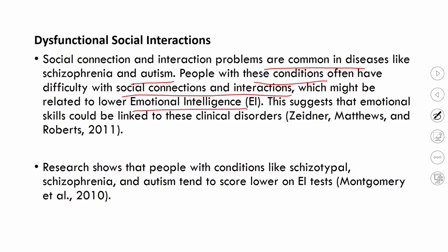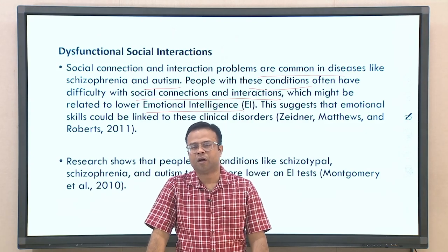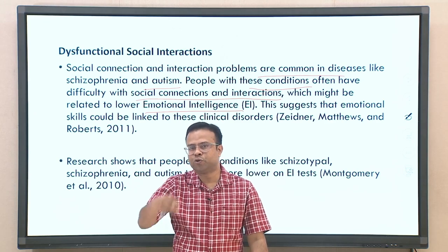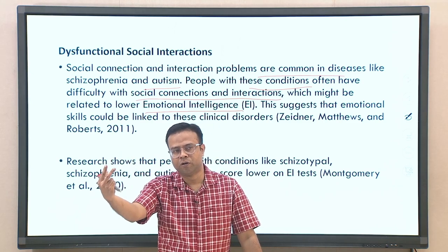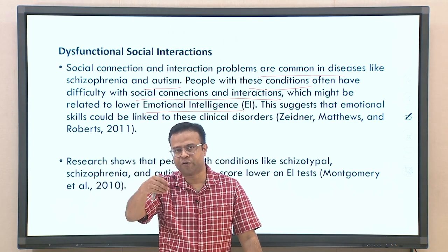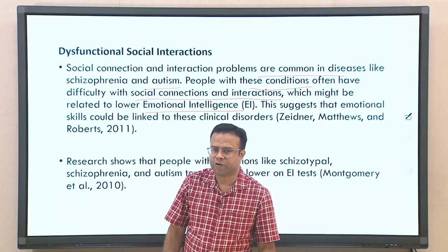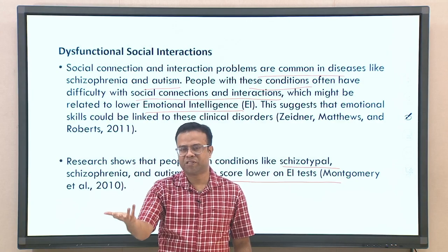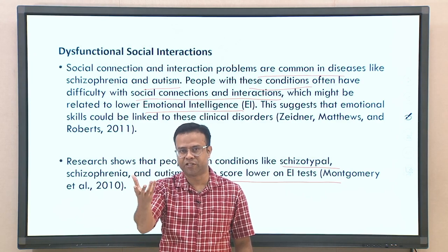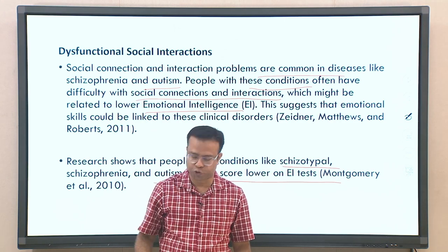So, in certain disorders like schizophrenia and autism, people are generally not able to form social connections and could not interact in social situations, which would be connected to low emotional intelligence. Now, there could be so many reasons, we are not going into that, but the symptoms manifest as a low score in emotional intelligence. Research showed that people with conditions like schizophrenia and autism tend to score lower on EI tests. Generally, these people tend to score lower on these kinds of scales, and the symptoms also validate the lack of those skills related to emotional intelligence.